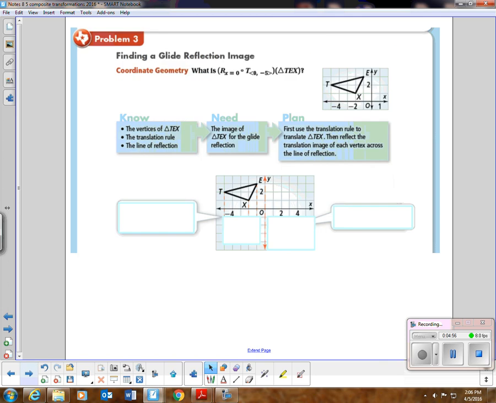So what about if here we do this transformation? We know the vertices, we know the translation rules, we know the line of reflection rules. And we're going to do a glide reflection. So we're reflecting and then we're doing our translation here. So we start off, we use the translation rule. So we translate 0, -5. So that's 0 movement horizontal and 5 movement down, which gets us to here.